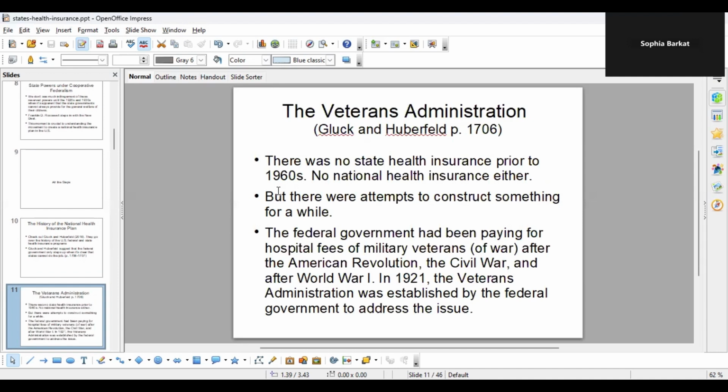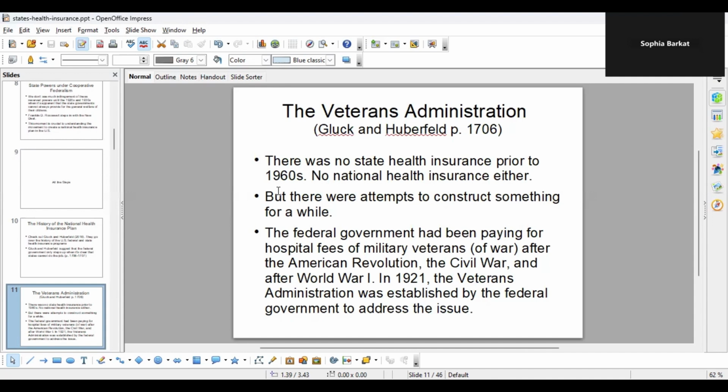So officially, there's no state or federal health insurance plan of any sort before the 1960s. But there were attempts to construct something for a while. The federal government had been paying for hospital fees of military veterans of war after the American Revolution, the Civil War, and after World War I.